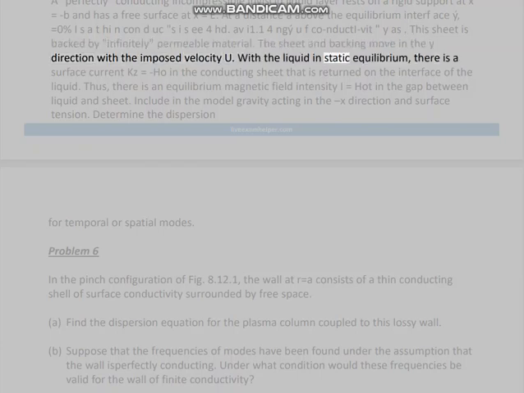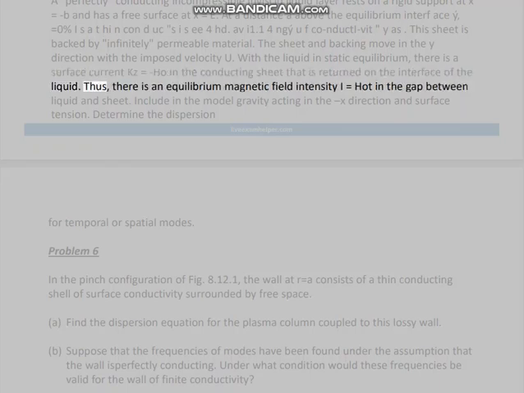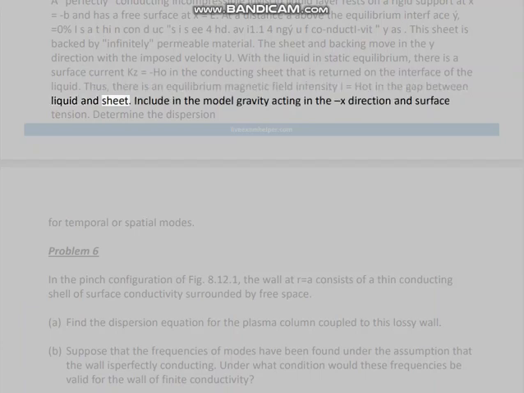With the liquid in static equilibrium, there is a surface current Kz equals H0 in the conducting sheet that is returned on the interface of the liquid. Thus, there is an equilibrium magnetic field intensity H equals H0 in the gap between liquid and sheet. Include in the model gravity acting in the x direction and surface tension. Determine the dispersion equation for temporal or spatial modes.